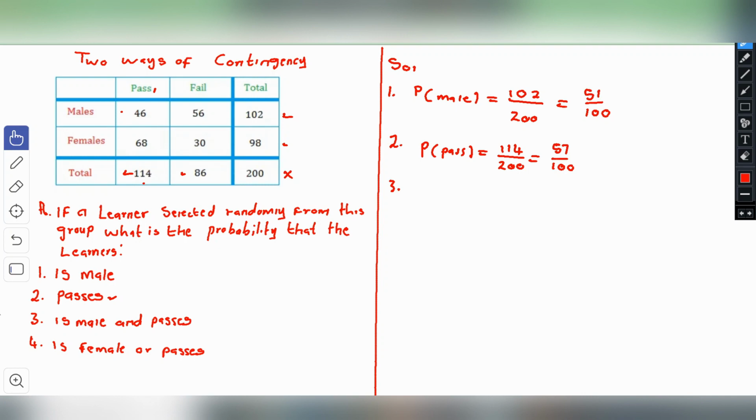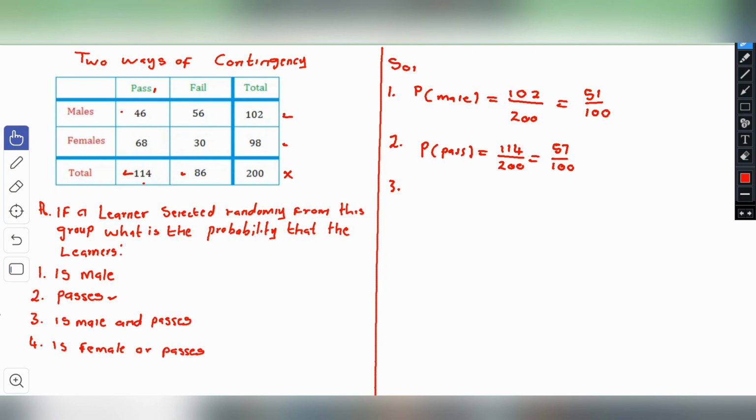Also on this one, if we were asked to determine the probability that a learner failed, it was going to be the total number of people who failed, which is 86. Therefore, it was going to be 86 divided by 200, right?